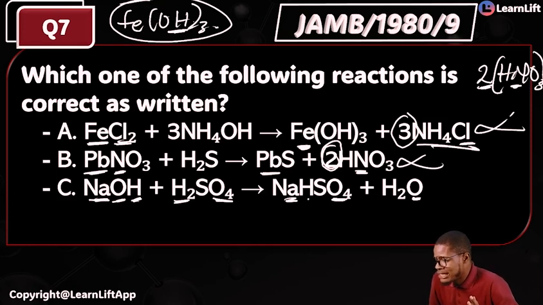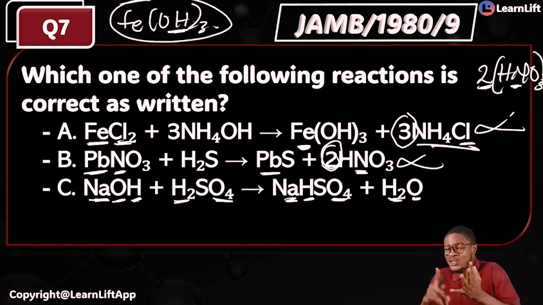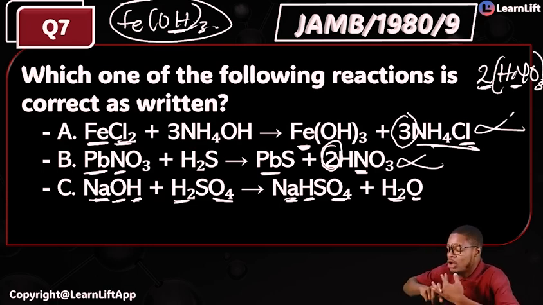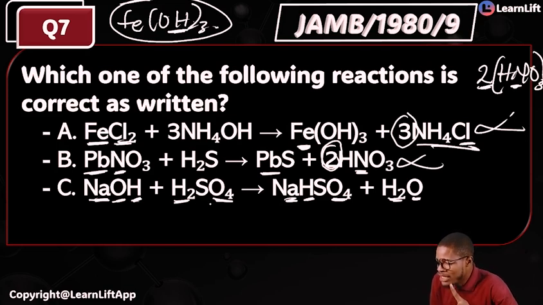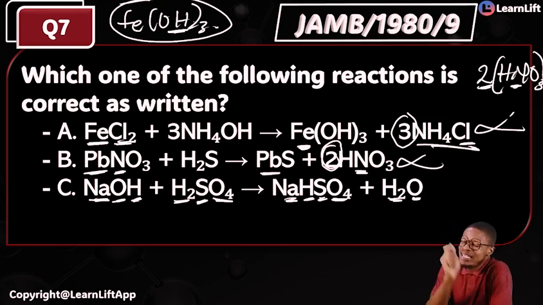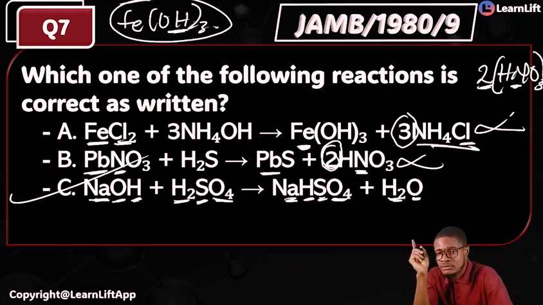On the product side, here is your 1. Here is your 2. That's 3. Now, we have balanced sodium. Oxygen is balanced. Hydrogen is balanced, right? Let's check sulfur. How many sulfur do we have here? 1. How many sulfur do we have here? 1. Wow, making sense. That means option C, in the reactant and product, everything about option C, balanced.